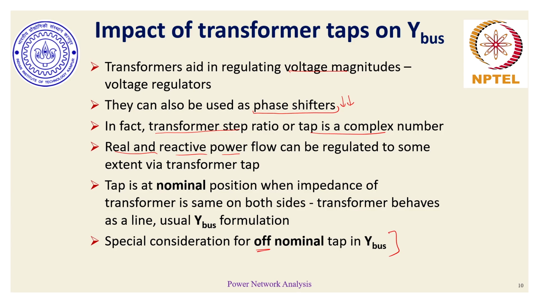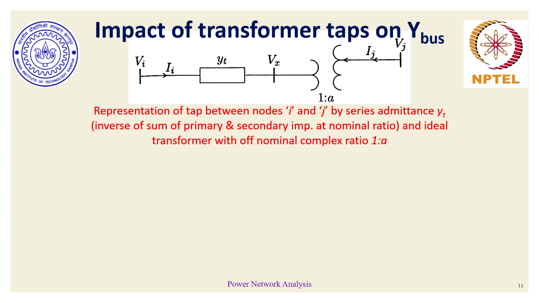As long as the transformer tap is at nominal position, it behaves like a usual transmission line, where the series impedance is the same as the leakage impedance or reactance of the transformer. So for off-nominal position, we have this special mechanism where we have a transformer tap of ratio 1:A. A need not be a scalar number.